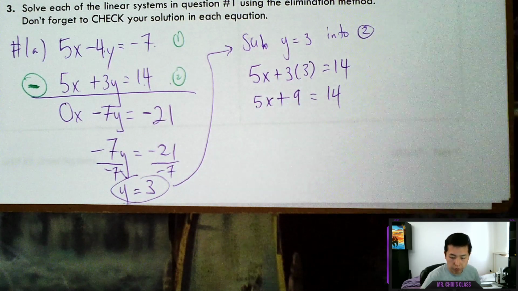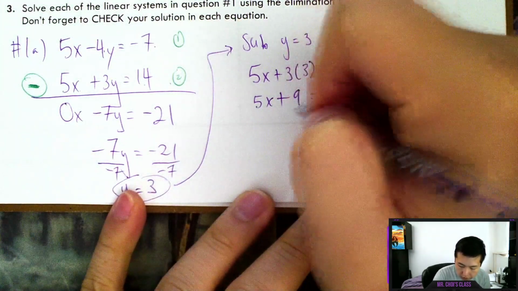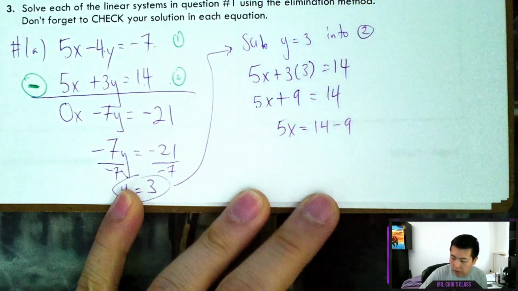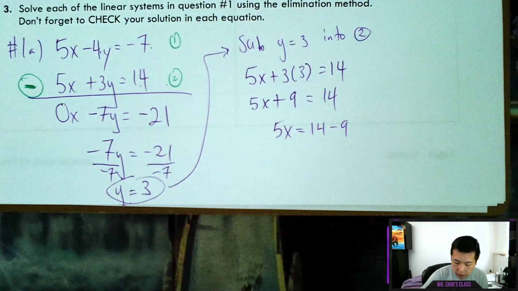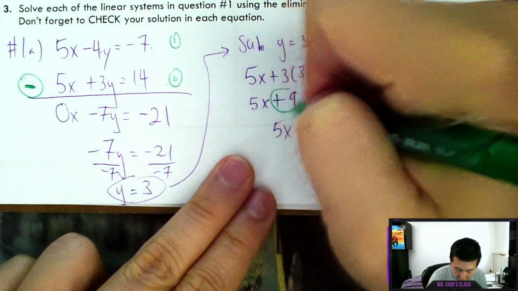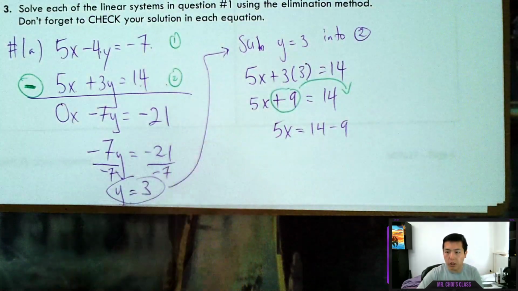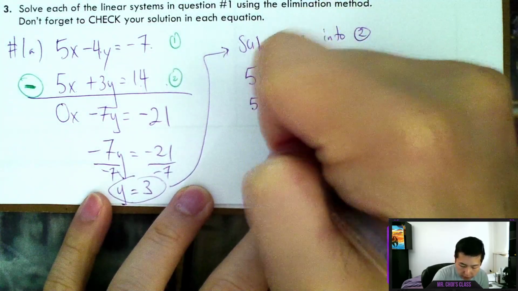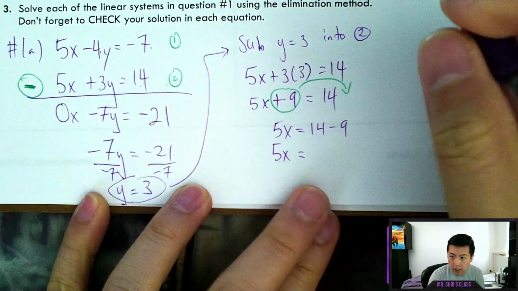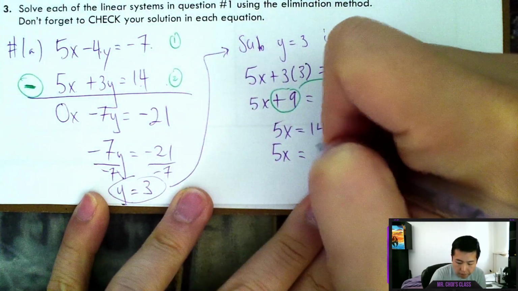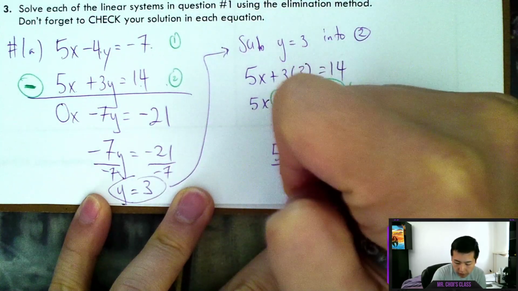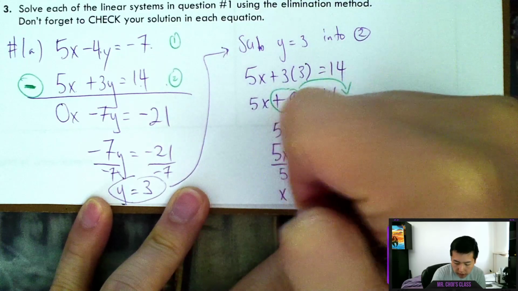So when we solve this, first step is to move the 9 to the other side. That's going to give us minus 9 because we're going to take the plus 9 and move it to the right side. Okay. 5x is equal to 14 minus 9, which is 5. And then we divide by 5 on both sides. That's going to give us x equals 1.